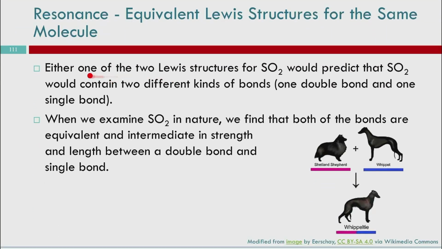So either one of those two Lewis structures for SO2 predicts that it would contain 2 different kinds of bonds, one double bond and one single bond. If we look at SO2 in nature, if you grab an SO2 molecule and look at it under a special type of microscope, you could find that the bonds are equivalent and intermediate in strength. So they're actually like 1.5 bonds. So a single and a half bond, something like that in reality.